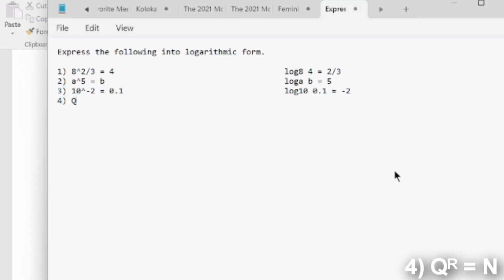Now q raised to r equals n. It's similar to number two. So log base q of n is equal to r. And after that, it's the same, but the answer is 4. So m raised to lowercase n would equal 4, so log base m of 4 is equal to n.